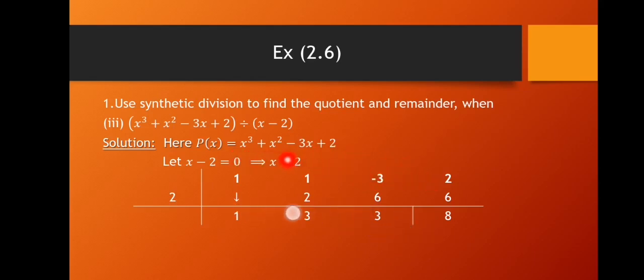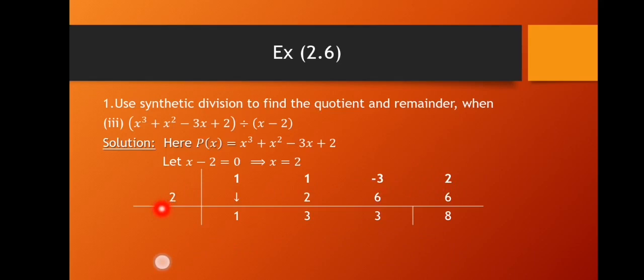Here we have to keep one thing in our mind: if any of the terms is missing, for example, if x square would not have been over here, we would have written 0 as its coefficient. So in sequence, if any power of x is missing, we are going to write its coefficient as 0. So here the coefficient of x cube is 1, that of x square is 1, that of x is minus 3 and the constant is 2.